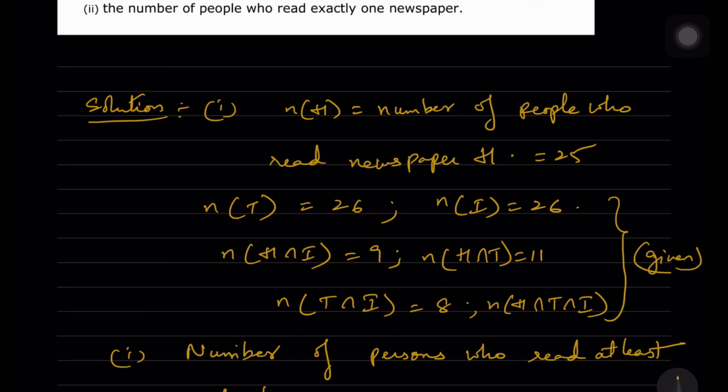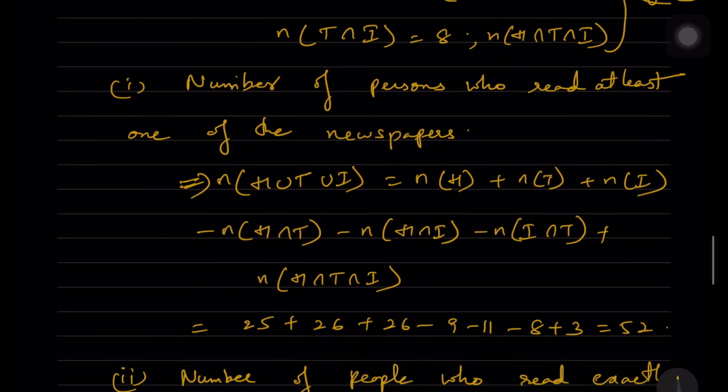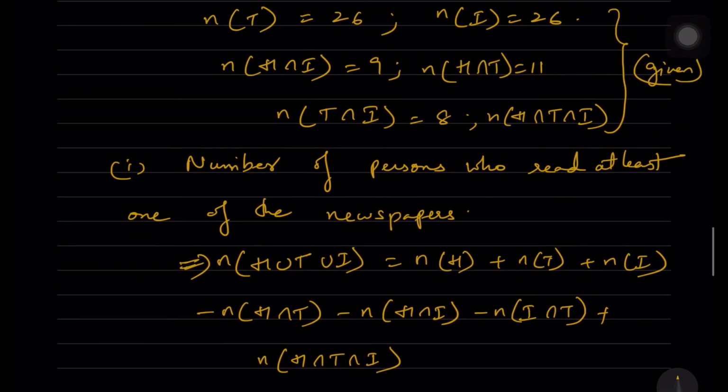n of T is 26, n of I is 26, n of H intersection I is equal to 9, n of H intersection T is equal to 11, n of T intersection I is equal to 8, and n of H intersection T intersection I is equal to 3. This is also given to us.